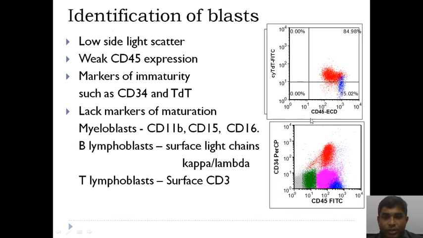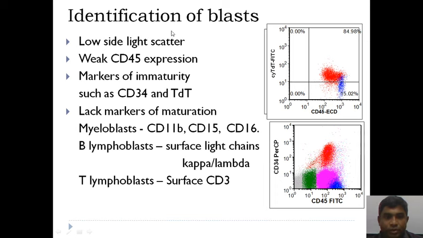CD45 is a commonly used marker. It is a common hematopoietic marker. The intensity helps us differentiate between different types of cells. The lymphocytes are the ones seen here, which is blue. They have the brightest expression. The blasts are positive for CD45, but of lesser intensity. And CD34 is another marker which is commonly positive in the blast. So this red population is the blast population, which is positive for CD34, whereas the other populations are negative.